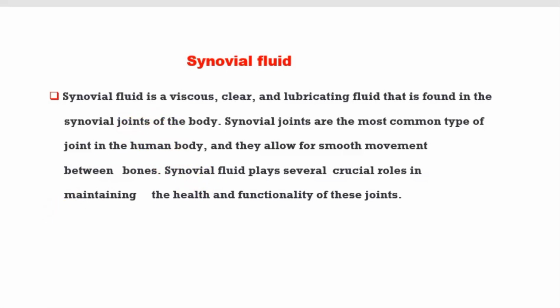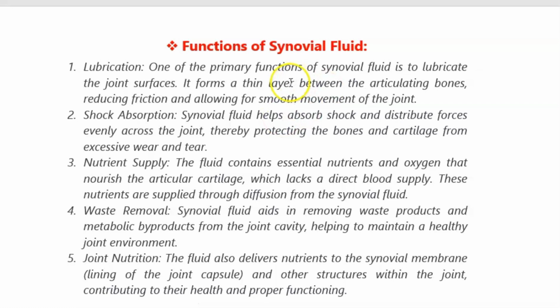It's good that you listen attentively as we proceed in this course. Functions of synovial fluid.